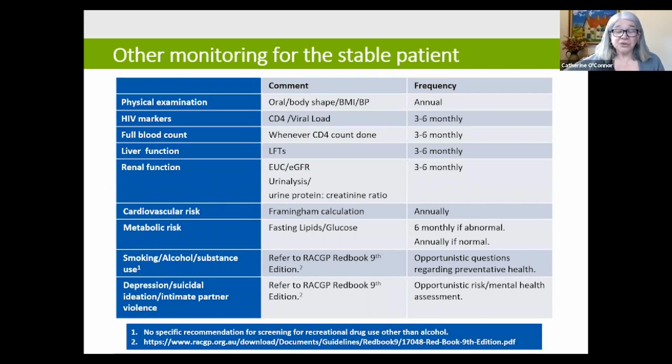We need to be doing their Framingham risk calculator annually, looking at their metabolic issues with fasting lipids and glucose every 6 months if they're abnormal, or annually if they're normal. We need to be looking very carefully at their other issues, so smoking, alcohol, substance use, and in an opportunistic way trying to have a harm reductive approach. Also monitoring them for mental health issues and intimate partner violence is very important.